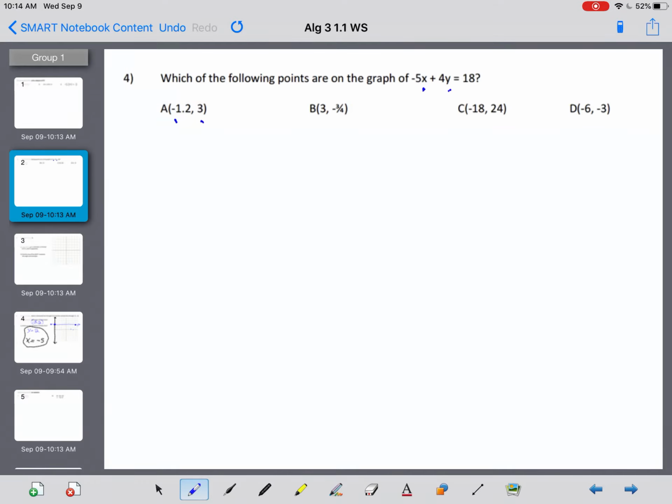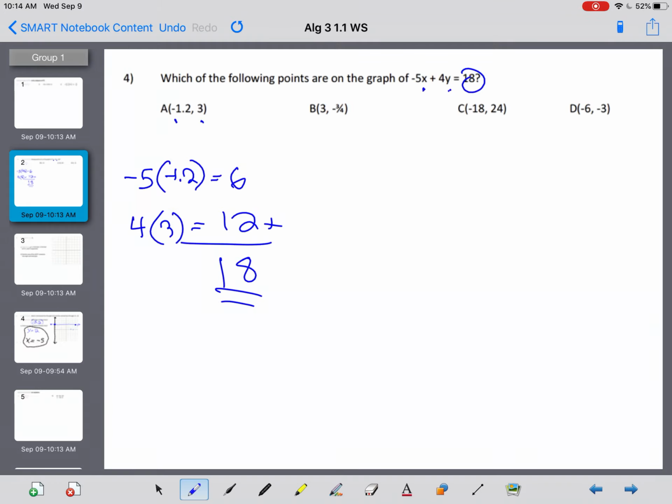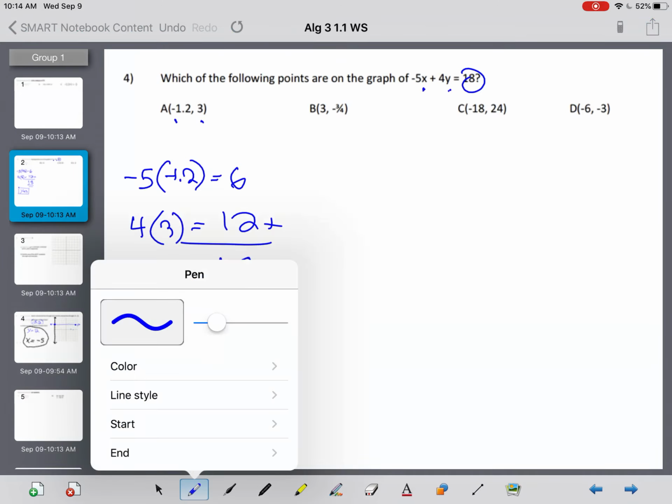So really I'm just going to take negative 5 and my x is negative 1.2, so that is a positive 6. And then for the 4y, 4 times my y is 12. Do these two add up to be 18? Yes, they do. So we'd say yes, those points are on the line.